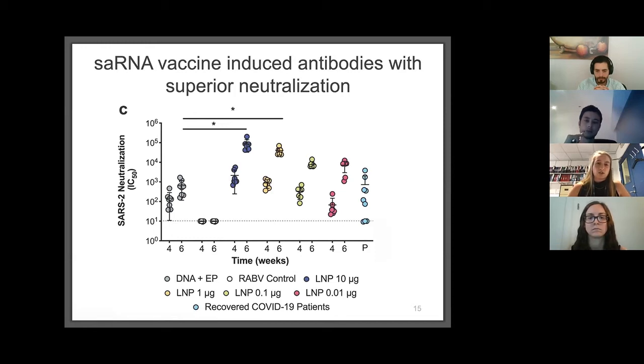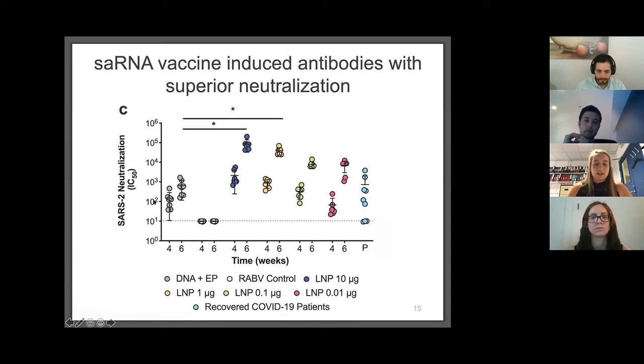but how functional they are. So to do this, we have a pseudotyped SARS-2 neutralization assay. We also now have run these samples in the wild type, and they're very, very similar. They agree quite closely, but this is the data from the pseudotyped virus. So again, DNA with electroporation as a positive control, rabies as a negative control, and then our 4 lipid nanoparticle groups compared to recovered COVID-19 patients.